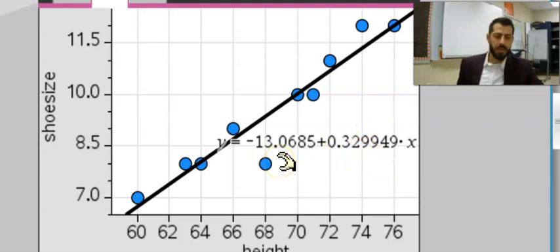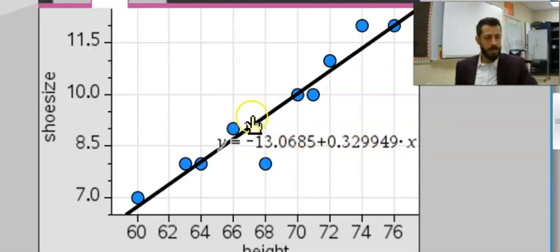So the way I would interpret this, I would say, for the slope anyway, I would say as height increases by 1 inch, shoe size will increase by 0.33 sizes. I don't know what the shoe size measurement was, right? I don't know how they do it in the States. I don't know what the units for shoe sizes are, but we could just say the shoe size will increase by 0.33.